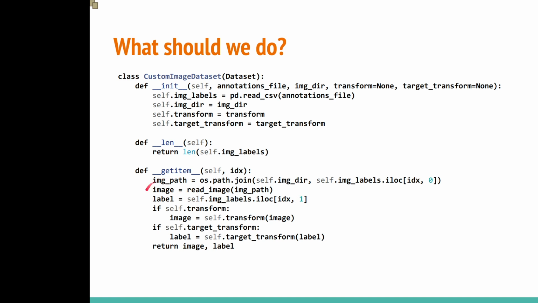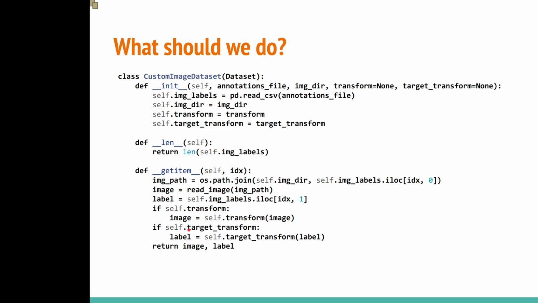But typically for computer vision tasks, we need to do some data augmentation, which is why we have two arguments here, the transform and the target transform. If we need to do some data augmentation for the input image, we define the transform argument, and then we can use the transform to convert the image to the format we want. We can implement any kind of data augmentation here.